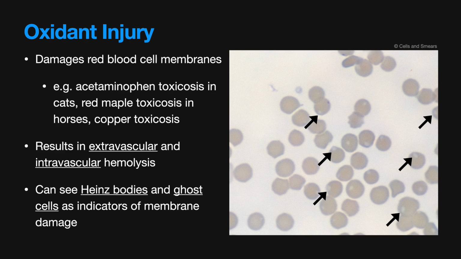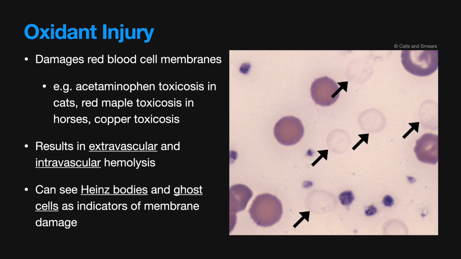These conditions result in extravascular and intravascular hemolysis, as the cell membrane damage may result in cell rupture within the vascular system, and additionally, the abnormal shapes may be flagged by the immune system for removal within the spleen, liver, and bone marrow. Common findings include Heinz bodies, which look like little noses on the red blood cells, and ghost cells, which look like empty or non-staining red blood cells. These are both indicators of membrane damage.